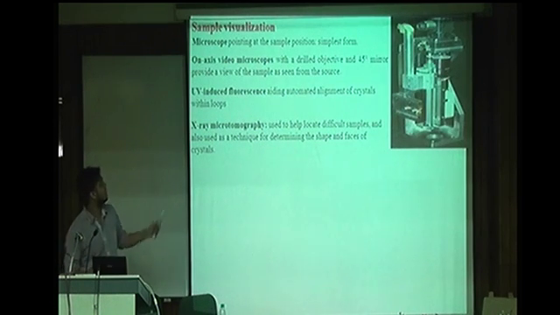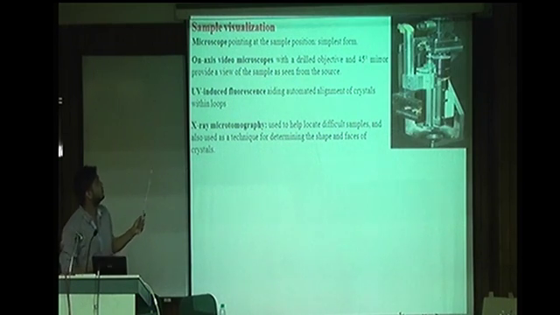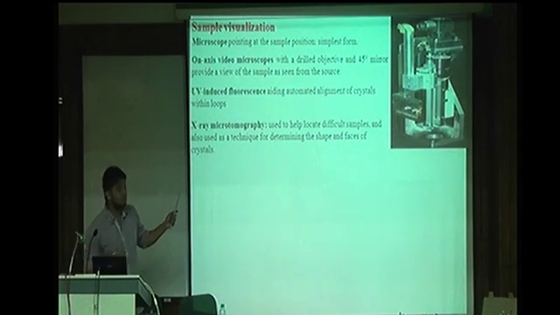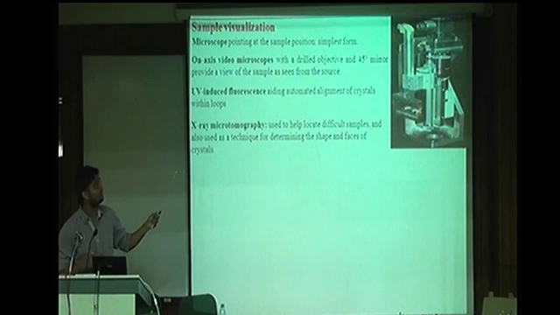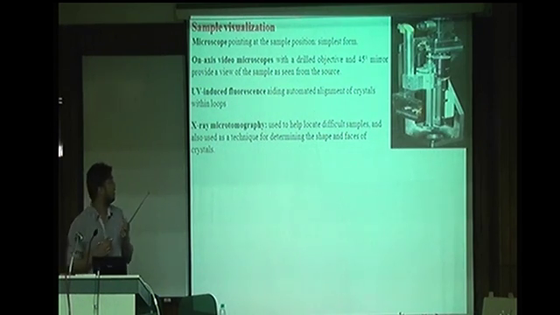So the third one is sample visualization, which can be done by a simple microscope. But now the microscopes have evolved, and we use on-axis video microscopes, which have a drilled objective and a 45-degree mirror, providing a view of the sample as seen from the source itself. But the problem with the crystals is that the mother liquor is sometimes opaque, and due to its optical properties, these microscopes may not work.